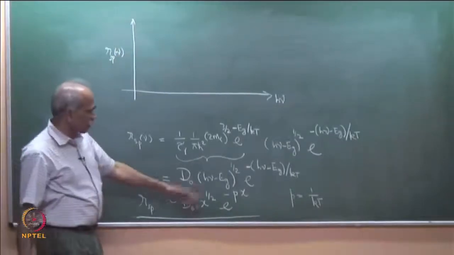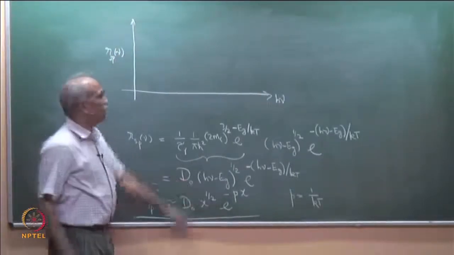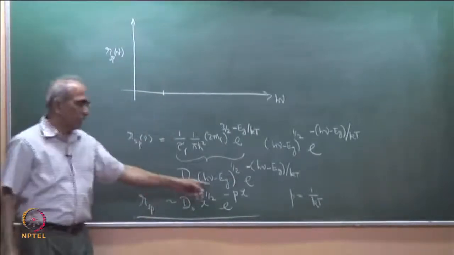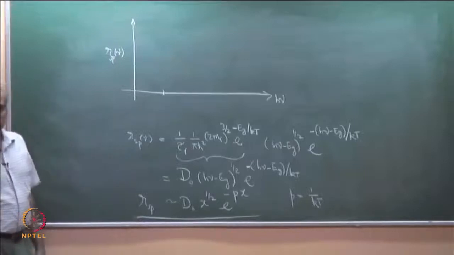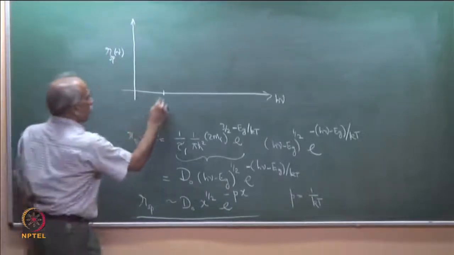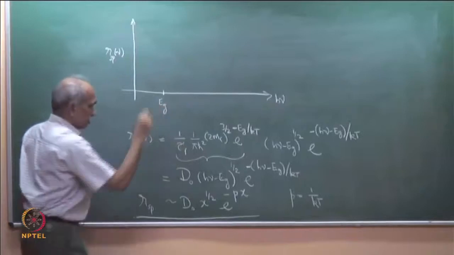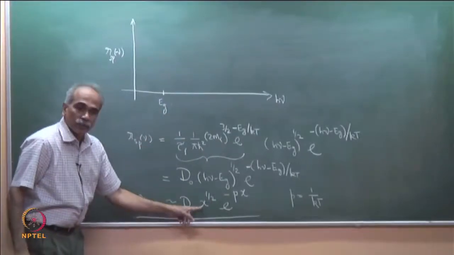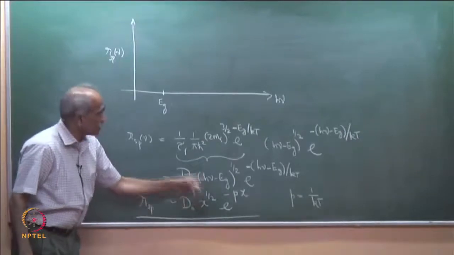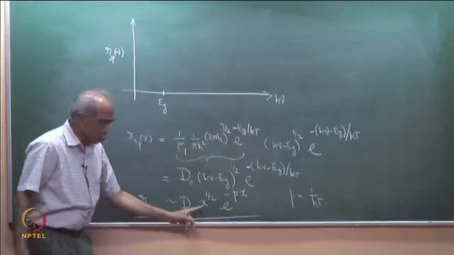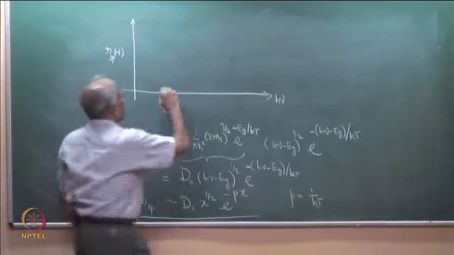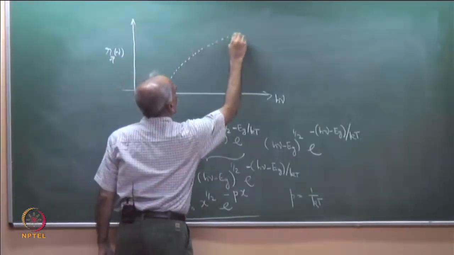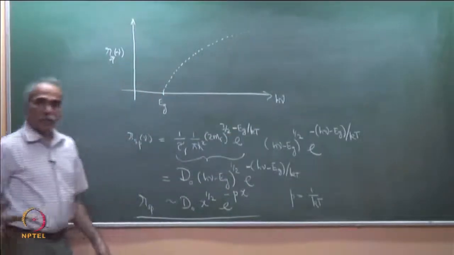So, where will it start? h nu equal to E g, because the density of states and everything is valid for h nu greater than E g. So, this is E g, h nu equal to E g is x equal to 0. From here as h nu increases, this goes as x to the power half. So, x to the power half variation goes like this.